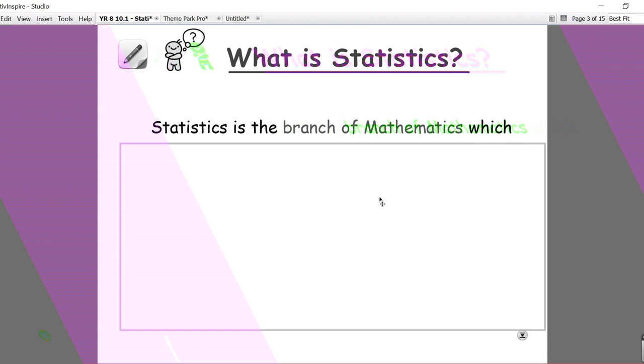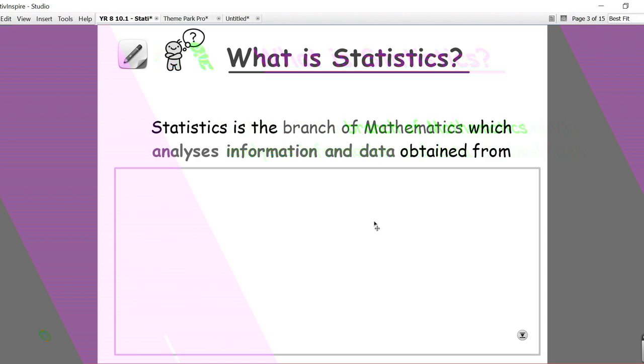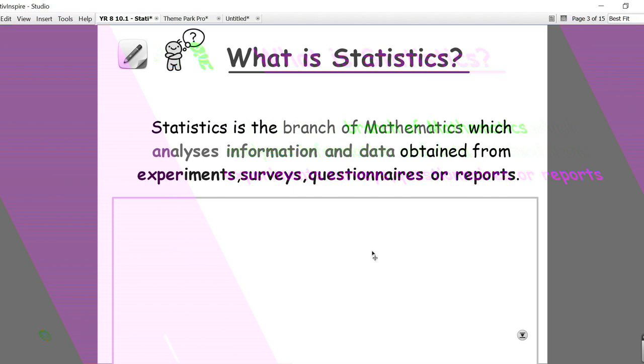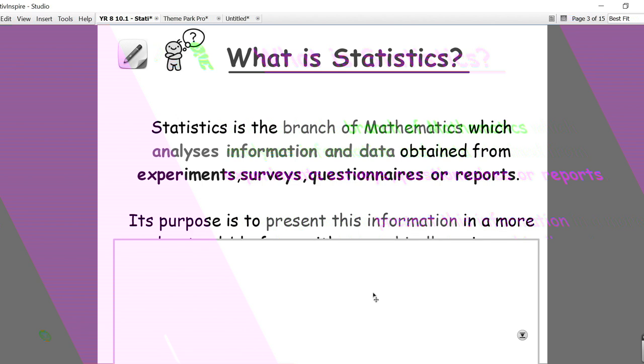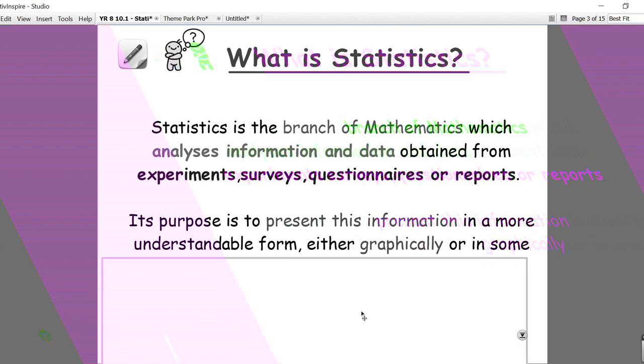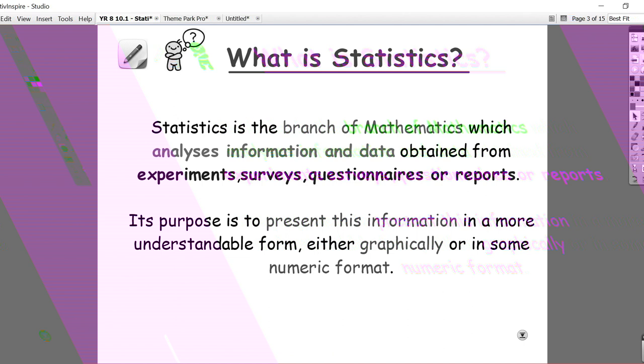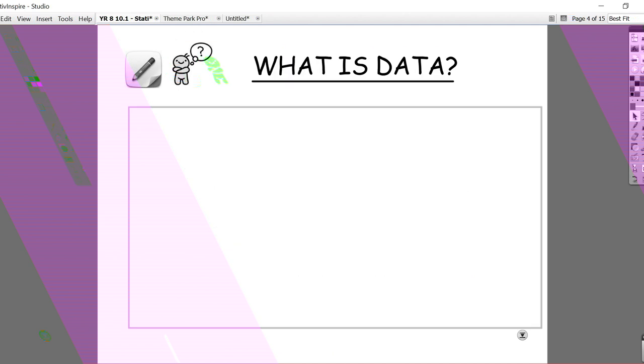What is a statistic? Statistics is the branch of mathematics which analyzes the information and data obtained from experiments, which could be surveys, questionnaires, or reports. It could be experiments like the one we did on Friday with rock, scissors, paper. Its purpose is to present the information in a more understandable form, either graphically or in some numeric format. This is what to do with the data. Otherwise, it's very difficult to digest and make sense of it.